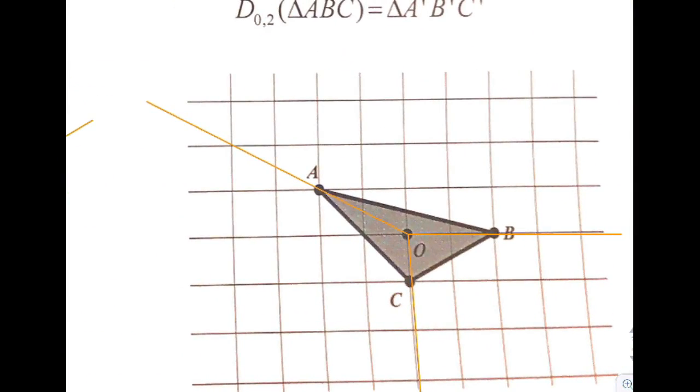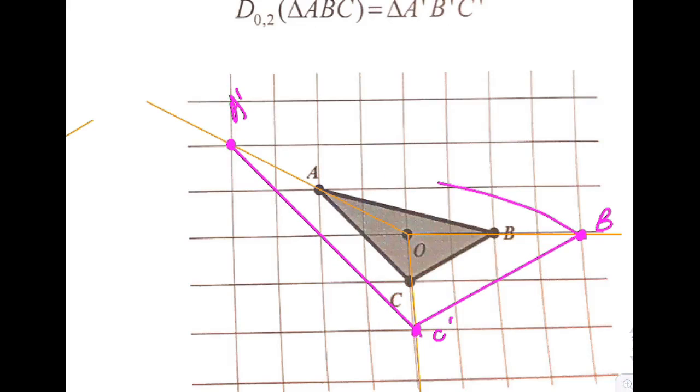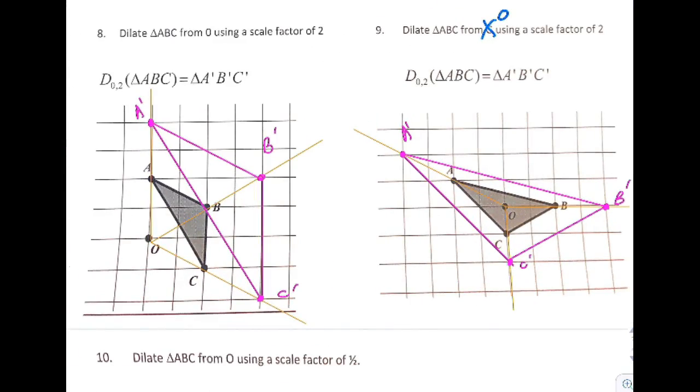You're doubling again. So if I went that way to get to A, I go twice as far. If I went straight over to B, I'm going twice as far. Straight down to C, go twice as far. This one kind of just expands from the middle because the center was in the middle. Graphed and labeled.